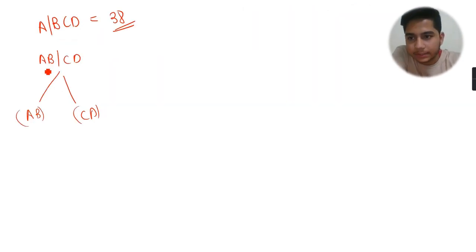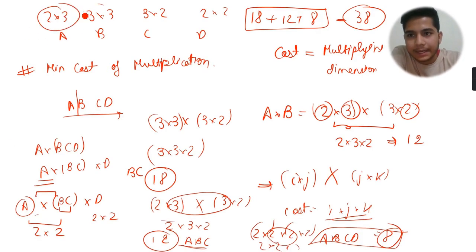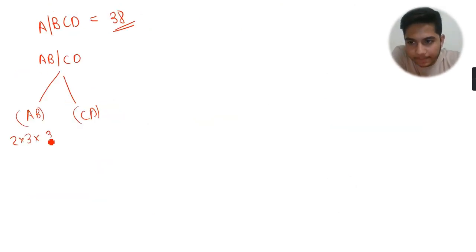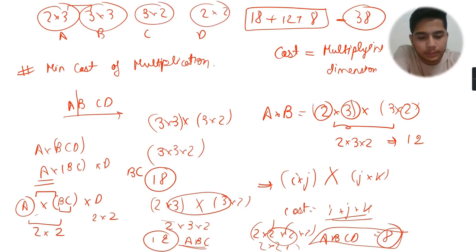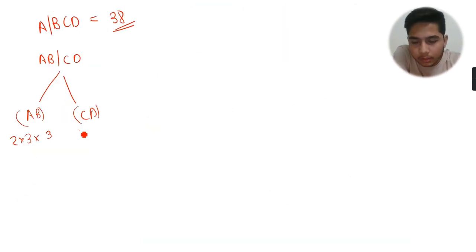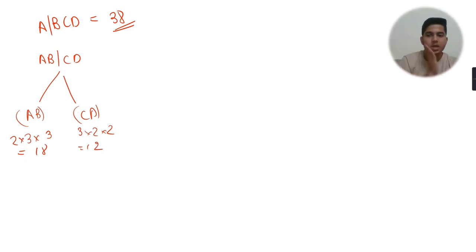A is 2 cross 3, so it will be 2 into 3 into 3, since the middle terms cancel out. So 2 into 3 into 3 will be the cost. And for CD, what will be the cost? 3 into 2 into 2. So the cost for AB will be 18 and the cost for CD will be 12.